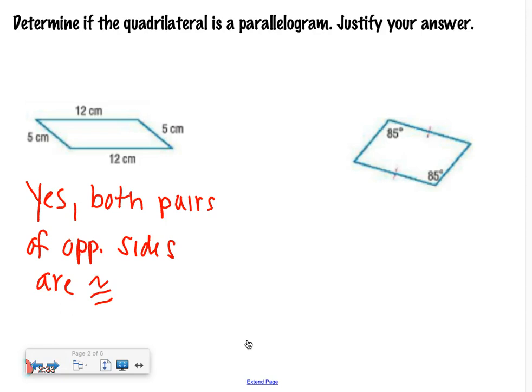What about this one? Both sides are congruent, both angles. So we have a pair of opposite angles congruent, and a pair of opposite sides congruent. Is that enough? No, it would not be enough. I need to have both pairs of opposite sides congruent, or both pairs of opposite angles congruent. So that's kind of a trick one. No, not enough.